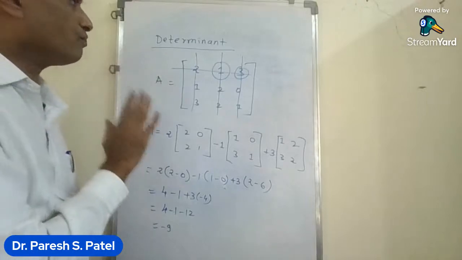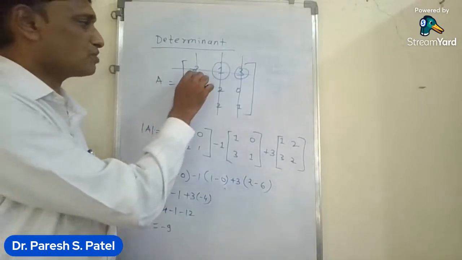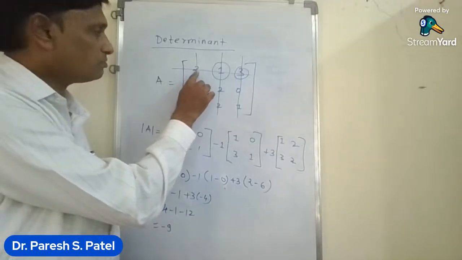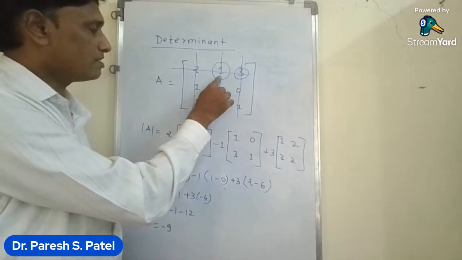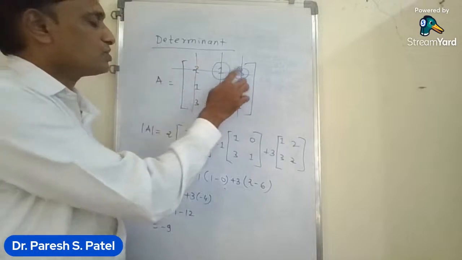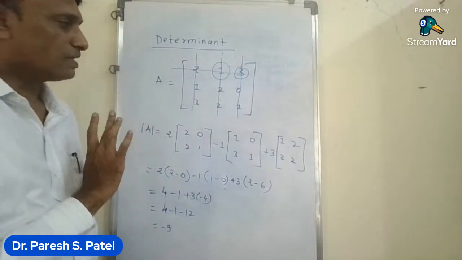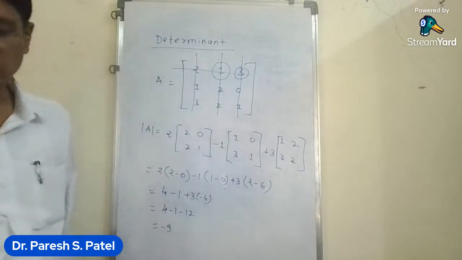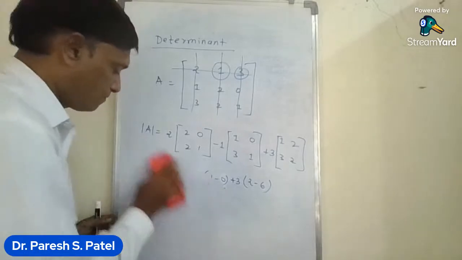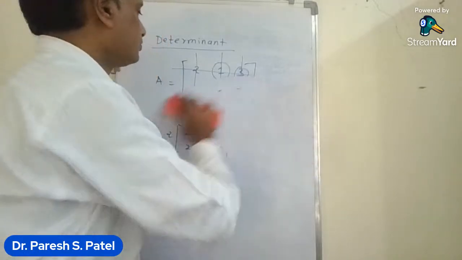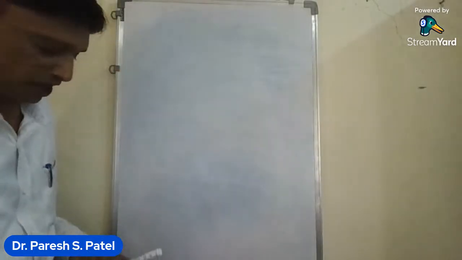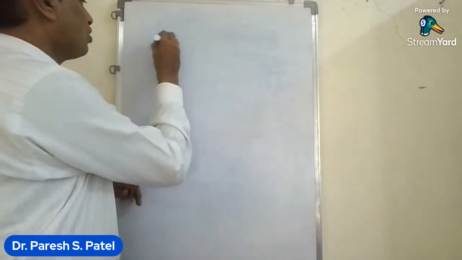So how to find out the determinant of this three-dimensional matrix? First of all, we have to go for the first element of the first row, first column, then the first row, second column, and then go for the first row and third column element of this matrix. Okay, so this is the determinant of the matrix. Next topic is the inverse of the matrix.